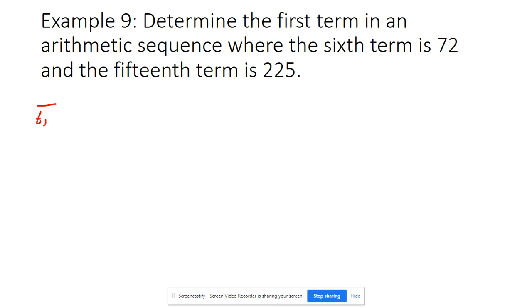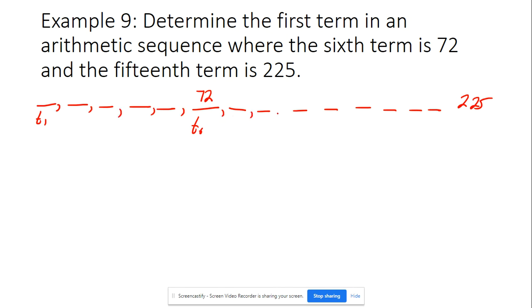So this is what we're looking for, T1. Okay, and then we have T2, T3, T4, T5. The sixth term, T6, is 72. Okay, so we know this one. We don't know the first, second, third, fourth, and fifth, but we know the sixth term is 72. And then we have the seventh term, 8, 9, 10, 11, 12, 13, 14. The 15th term is 225. I'm going to put commas in between all these because these are values like this. Okay, so we are trying to figure out what this value is if we know this one and this one, and we know it's arithmetic, so that means it does have a common difference. All right, so here's what we're going to do for this. This is T15.